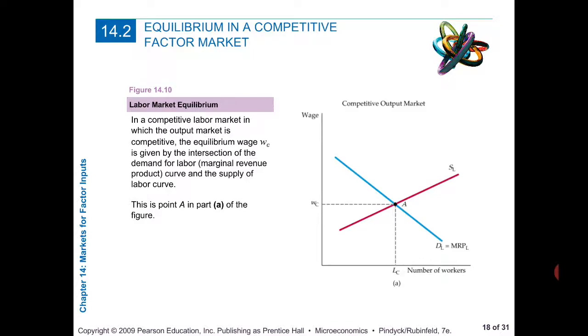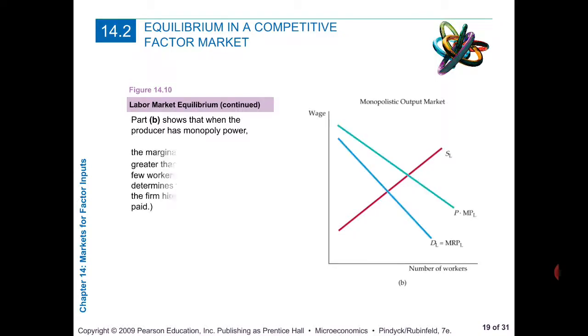Okay, the labor market equilibrium in a competitive factor market. Next section here. If the model is a PC model for both the output market and the factor market, this is what you'll get. This is a factor market, number of workers, because here we're talking about labor. So the wage rate in a competitive market is WC.